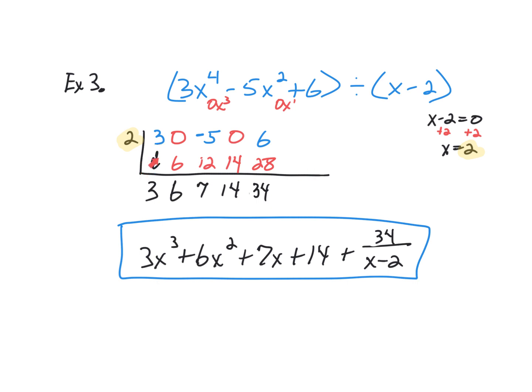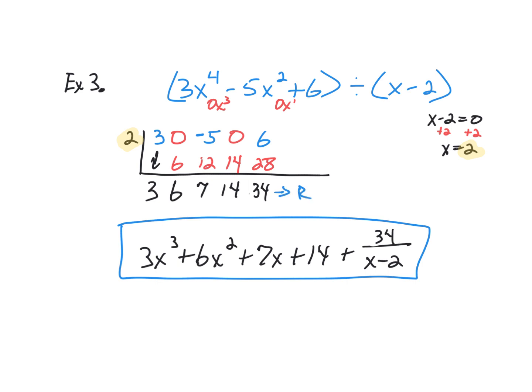We bring down our leading coefficient of 3. Then we start multiplying. 3 times 2 is 6. So 0 plus 6 is positive 6. 6 times 2 is 12. And then negative 5 plus 12 is 7. 2 times 7 is 14. 0 plus 14 is 14. And then finally, 14 times 2 is 28. Combine that with a positive 6, and you get 34. And the 34 is your remainder.